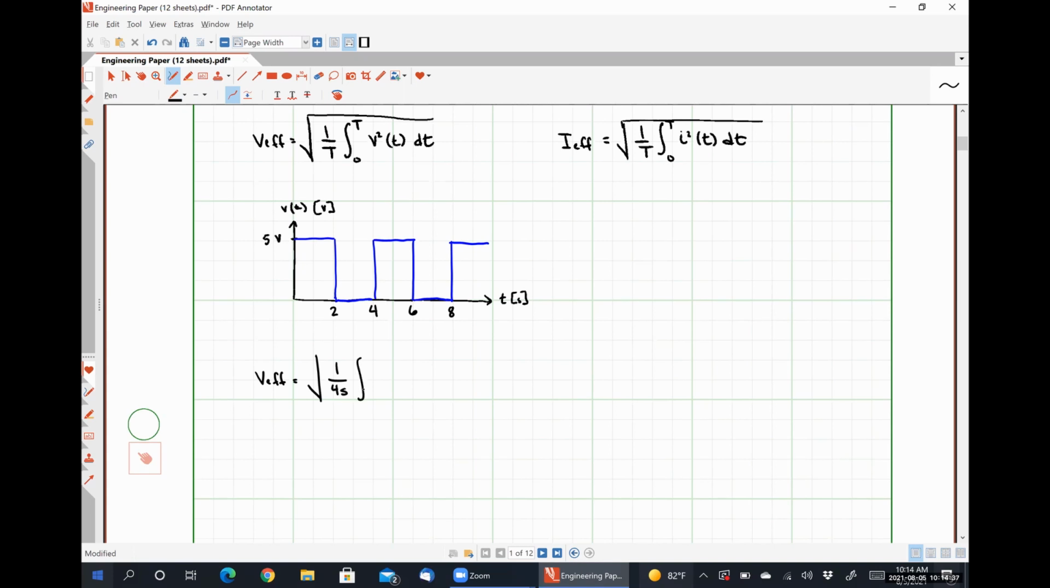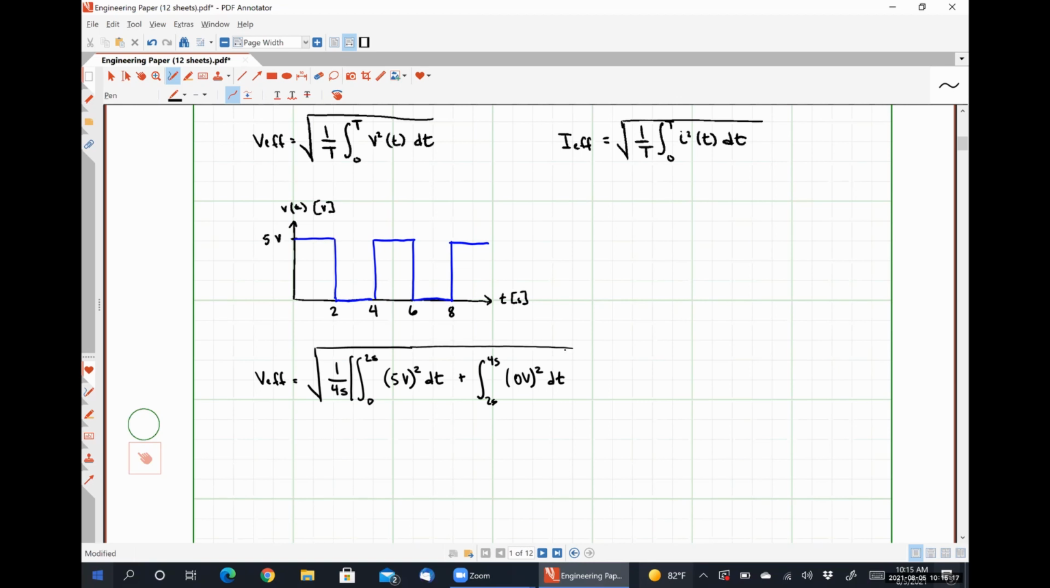So we're going to multiply times the integral. It's a piecewise function, so I'm going to split my integral into 2 parts. Over the time interval from 0 to 2 seconds, what's the value of my voltage? 5 volts. All right, so I'm going to put 5 volts squared here. And then over my second time interval from 2 seconds to 4 seconds, what's the value of my voltage? 0 volts. Square it. There we go.